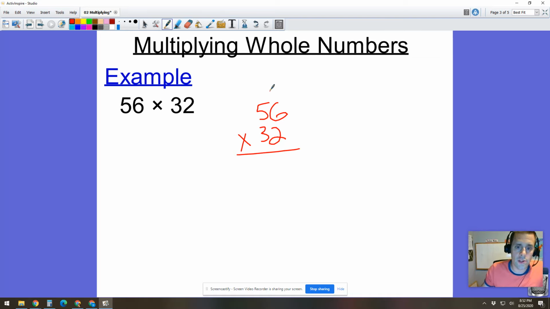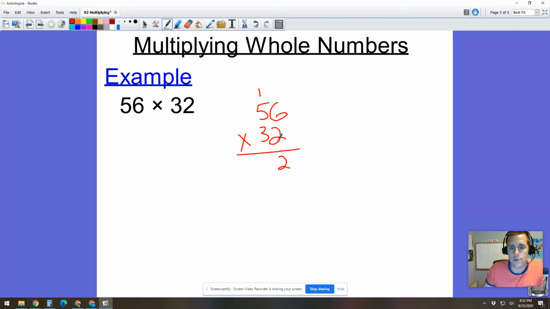All right, to begin multiplication, we're going to start with the ones place in the second number, which is, in this case, the 2. And I'm going to take that 2 and multiply it by the ones digit in the 56, the 6. So 2 times 6 is 12. I'm going to write the 2 and carry the 1 to the next column.